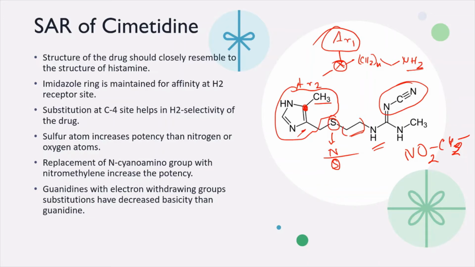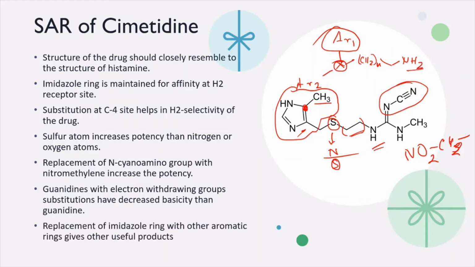Next, guanidines with electron withdrawing group substitution have decreased basicity compared to any normal guanidine. You can see that this is basically mimicking the structure of guanine, which is a nucleic acid base. In this case, if there is some kind of substitution, it will have decreased basicity compared to guanidine, and if there is decreased basicity, the activity will also increase along with it. So this is something extremely important, and you should remember this.